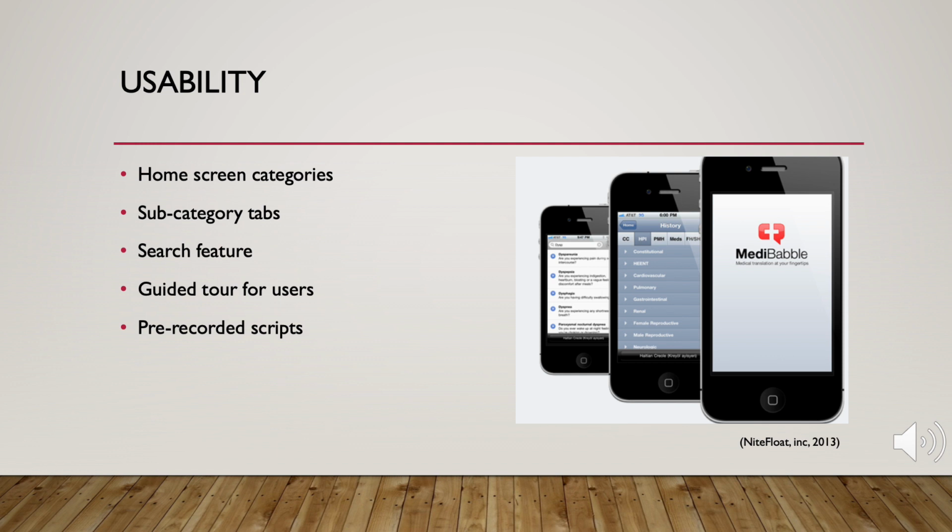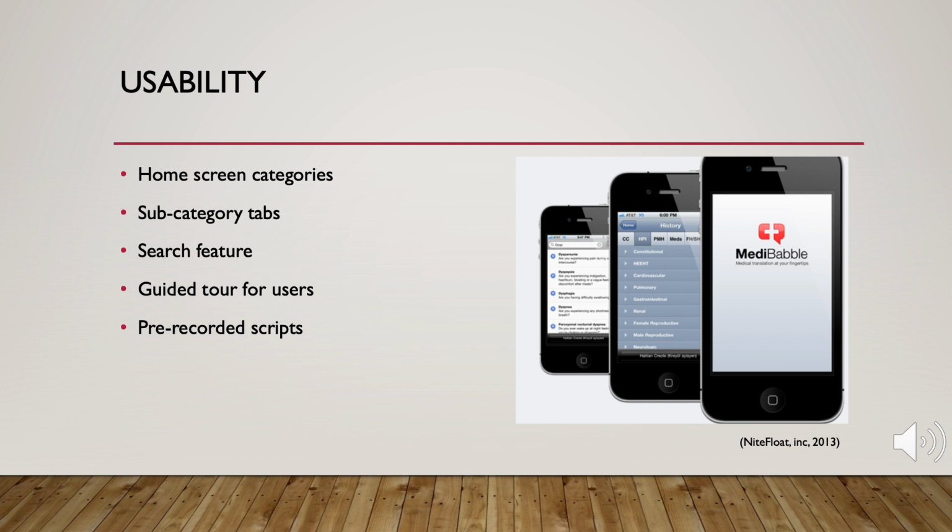MediBabble is very user-friendly and is set up in such a way that it is easy to navigate where you need to be. The home screen will start by providing a list of broad categories such as chief complaint, medical history, and physical exam. Once the user selects a broad category, they are taken to a submenu, which again is divided into header categories, further narrowing down the search and providing a list of questions that are most applicable to the topic at hand.